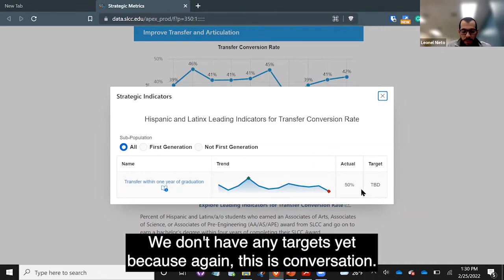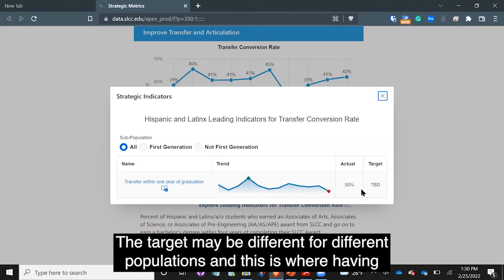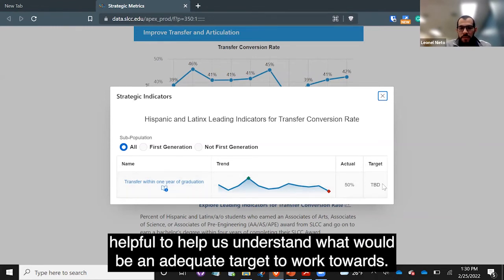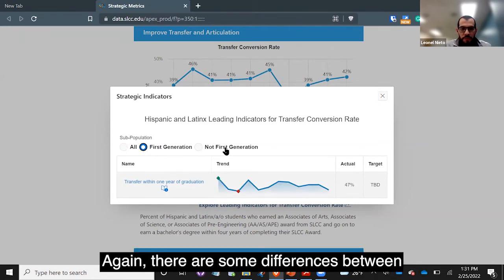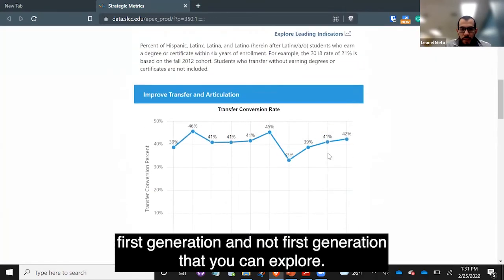We don't have any targets yet because, again, this is a conversation. What is an adequate target? The target may be different for different populations. And this is where having conversations with stakeholders and data folks around the college will be really helpful to help us understand what would be an adequate target to work towards. Again, there's some differences between first generation and not first generation that you can explore.